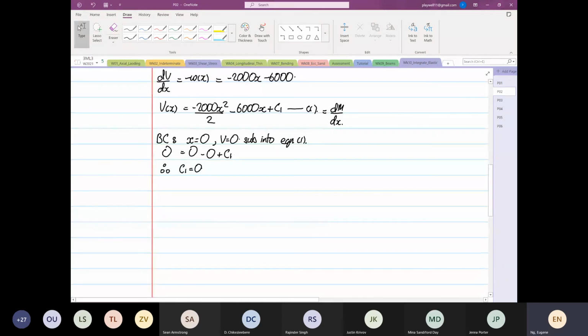So this is m as a function of x. This will be equal to minus 2,000 x cubed over 6, minus 6,000 x squared over 2. C1 is equal to 0, you can drop it. So now plus C2. And then this is our equation number 2.